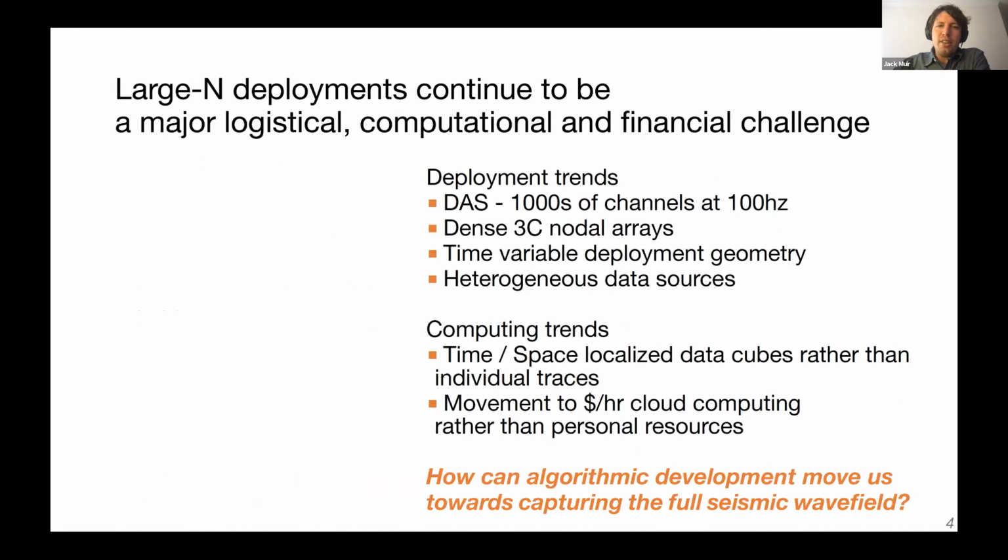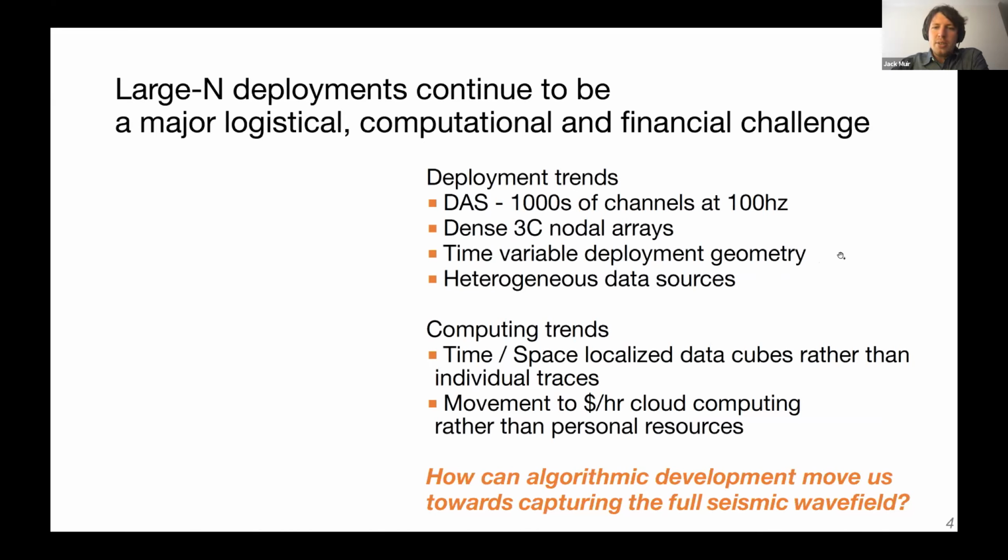So we have these deployment trends of DAS, distributed acoustic sensing, which is thousands of channels recording at 100 hertz, which of course generates a vast quantity of data very, very quickly. So terabytes and terabytes of data are typically coming out of DAS deployments in the space of a few weeks of deployment. We have dense 3-component nodal arrays starting to go out in different locations. We have time variable deployment geometries. A typical example of that, of course, are the rolling arrays that are organized by governmental organizations like GA or USGS.